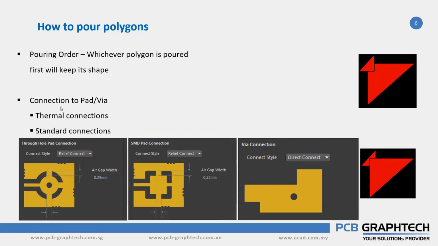Okay, so next one, going to the connection to pad or wire. Normally when you do the polygon pour, it should be connected to the pad or the wire. It can be a through-hole pad or an SMD pad. So what happens after the copper pour on the manufacturing side is that they want to place the pad and solder the pad.